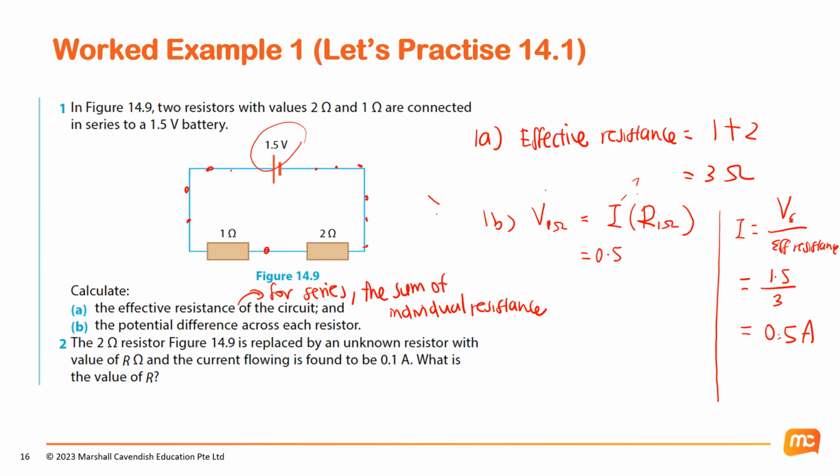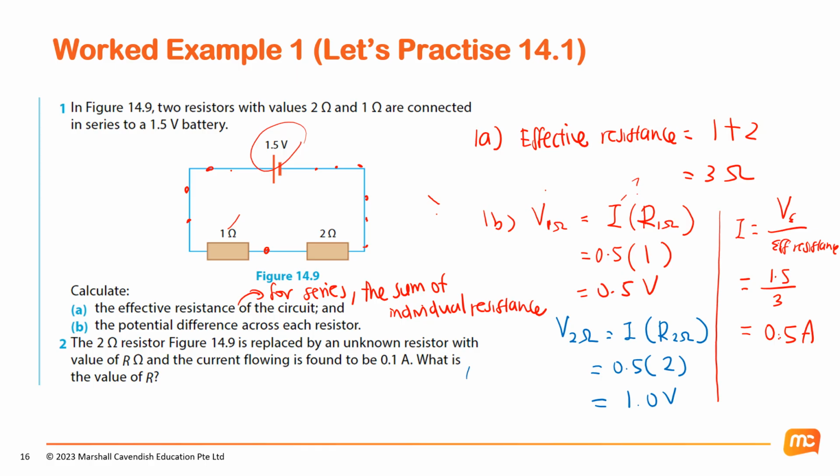So in that case, I know what my I is, which is 0.5 times the first resistance, which is 1 ohm. So I'll get 0.5 volt for the potential difference across the 1 ohm resistor. Now, next, I want to find the 2 ohms one. Same thing, I times R of the 2 ohms. In this case, 0.5 times 2, I will get 1.0 volt.